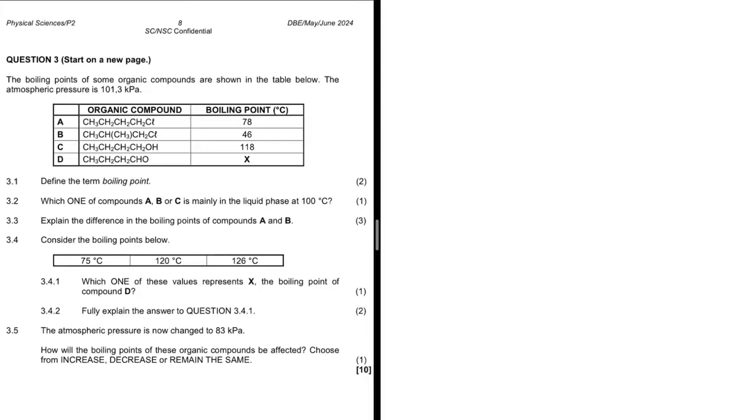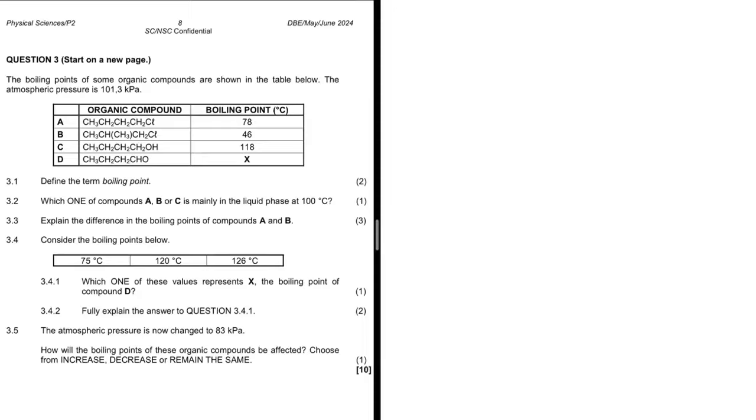So 3.4.2, we have 75 degrees Celsius. So X makes sense to be 75 degrees Celsius. Well, 3.4.2 says explain, and we've explained that.